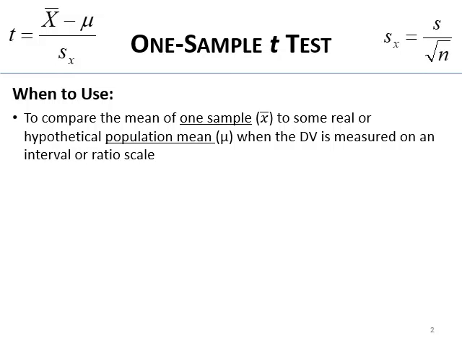So when do you use one sample t-tests? Well, you use them to compare the mean of one sample, and the sample mean is represented by a little x bar, to some real or hypothetical population mean, that is a mu, the Greek letter mu, when the DV is measured on an interval or ratio scale. So you only got one sample, you got a DV that is on an interval or ratio scale, and you want to know, does this differ from some hypothetical average?